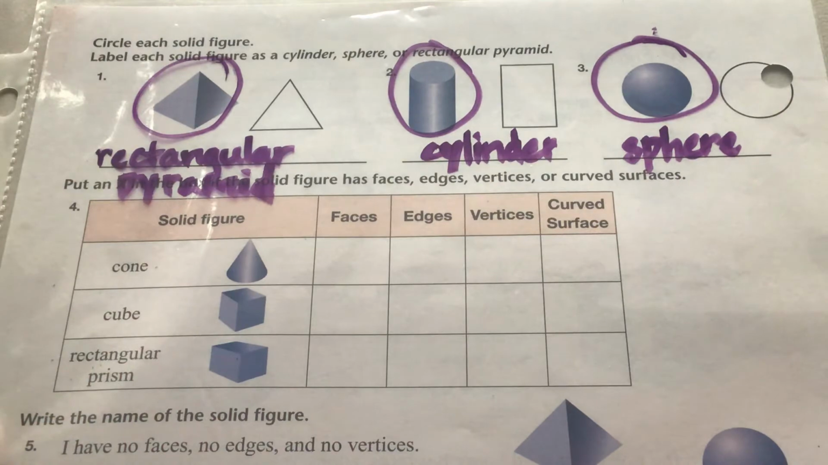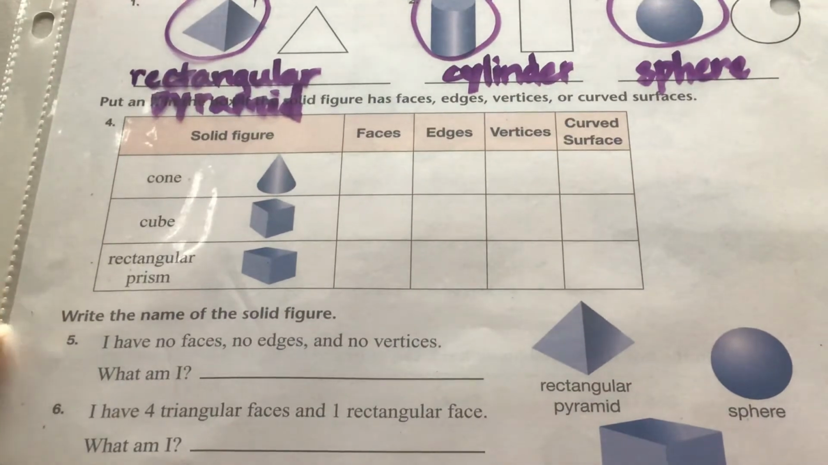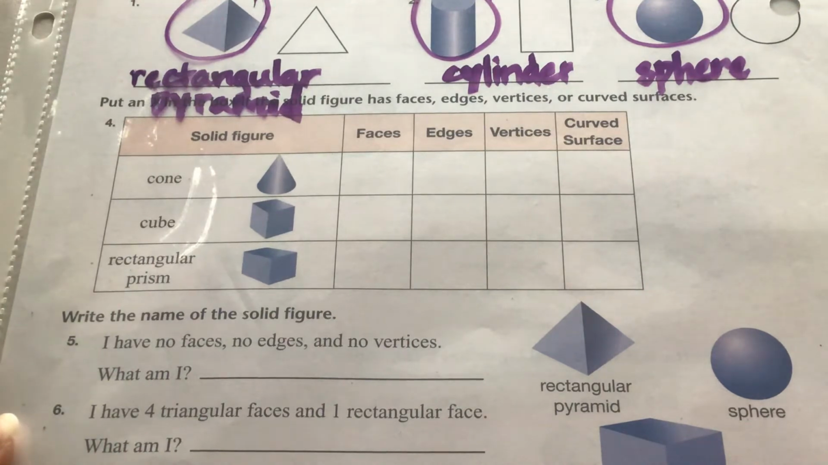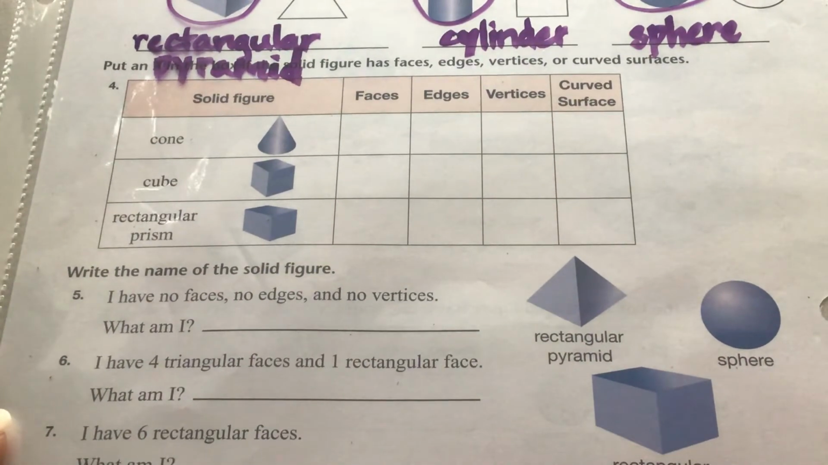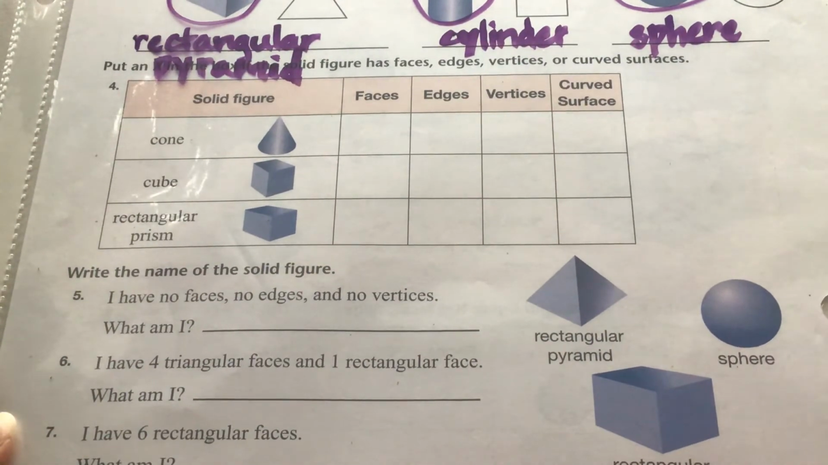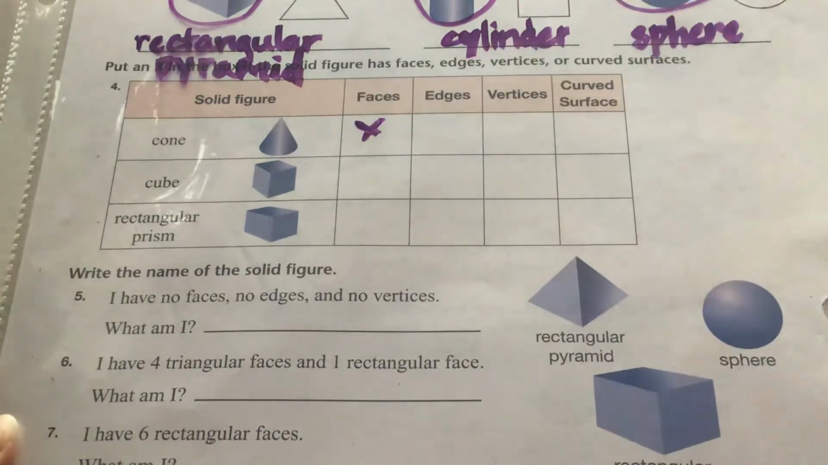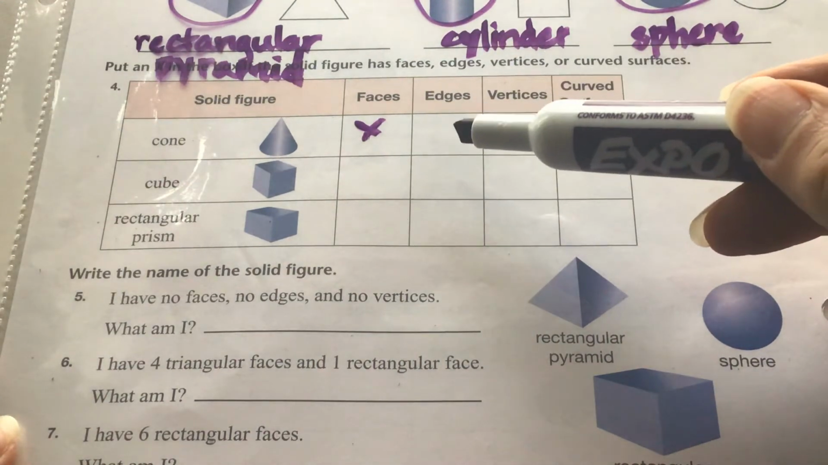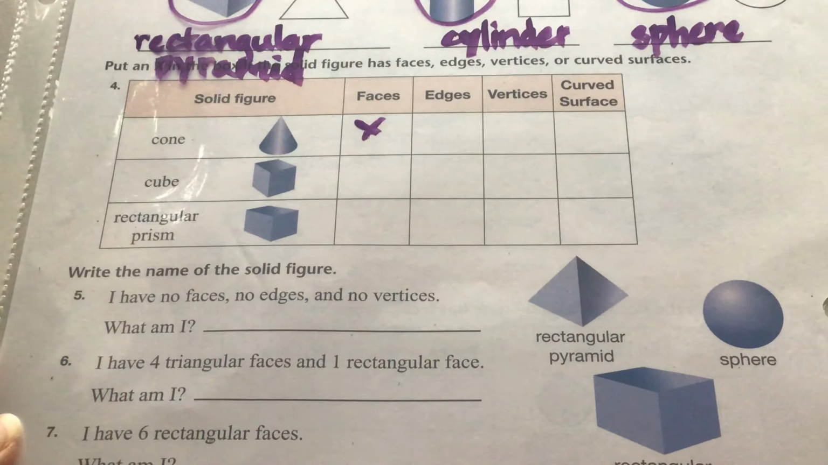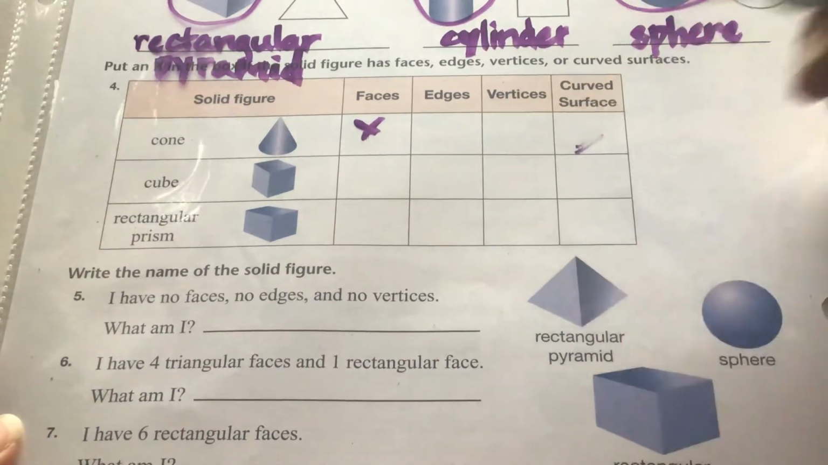Again, just like the front and the next chart, they want us to put an X in the box if the solid figure has faces, edges, vertices, or curved surfaces. We don't have to write how many, just put an X. So does a cone have a face? It does. Remember the flat circle at the bottom, that's a face. It doesn't have any edges. And it has a curved surface.